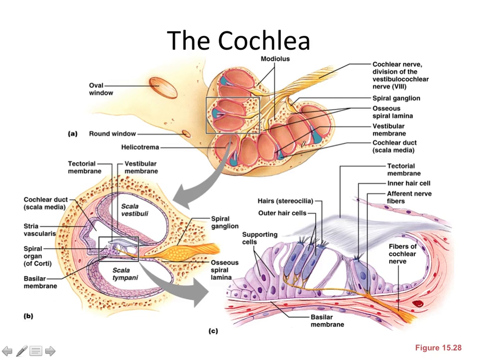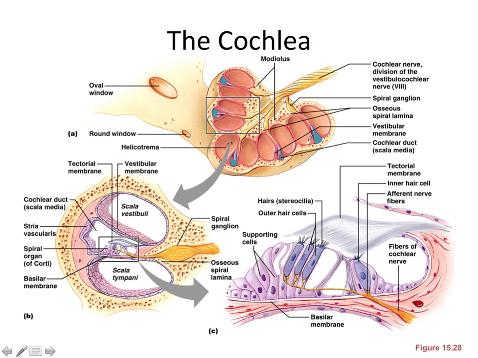In each spiral duct we can see this part, which is called the osseous spiral lamina. And this is called the cochlear duct. The cochlear duct is also called the scala media.